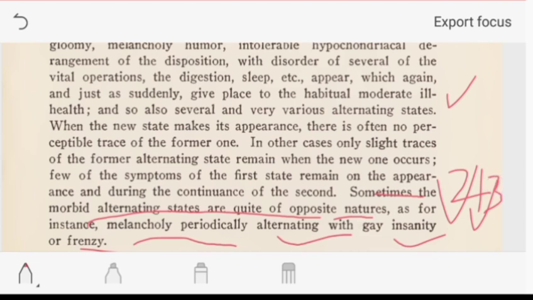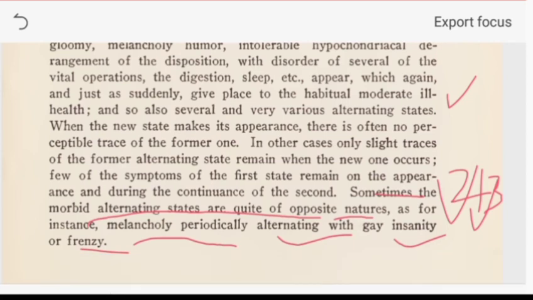Two or even three of them recur alternatively according to their indefinite manner. So this is nothing more. Paragraph 232 is regarding the alternating type of disease. Okay, now we go towards the next one.